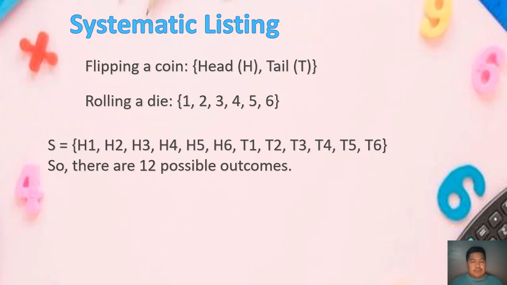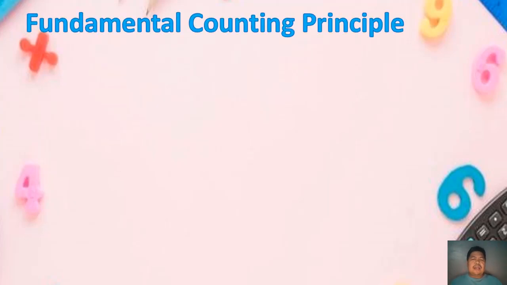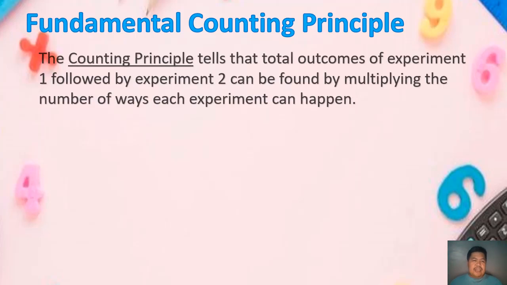Okay po. Now, let's proceed with the fundamental counting principle, which is the last way. Okay? So, the counting principle tells that total outcome of experiment 1, followed by the experiment 2. Sir, ano yung 1 na tinutukoy doon? Which is the tossing a coin. Yung experiment 2 na tinutukoy doon is yung rolling a die.